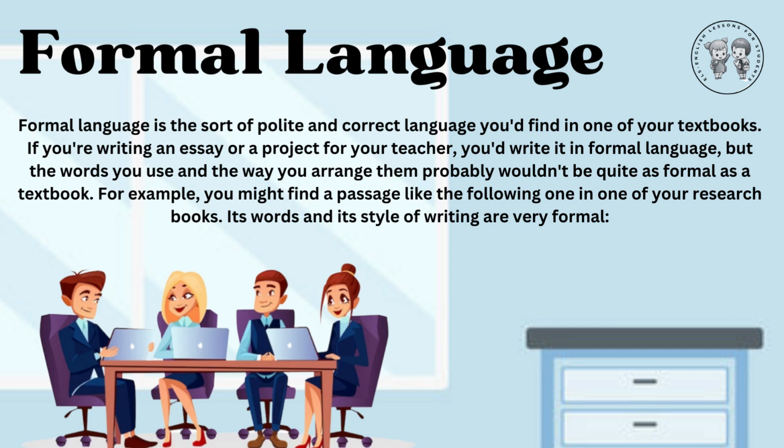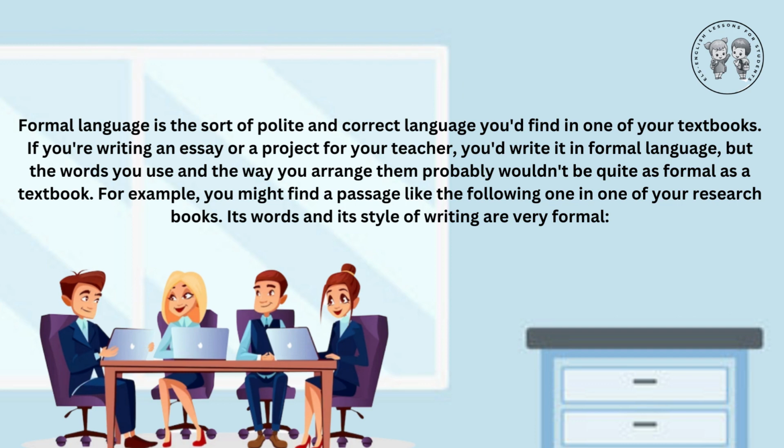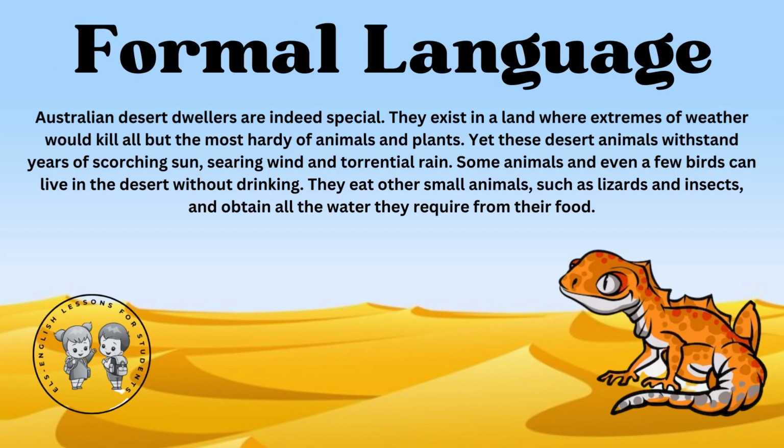Its words and its style of writing are very formal. Australian desert dwellers are indeed special. They exist in a land where extremes of weather would kill all but the most hardy of animals and plants. Yet these desert animals withstand years of scorching sun, searing wind and torrential rain. Some animals and even a few birds can live in the desert without drinking. They eat other small animals, such as lizards and insects, and obtain all the water they require from their food.